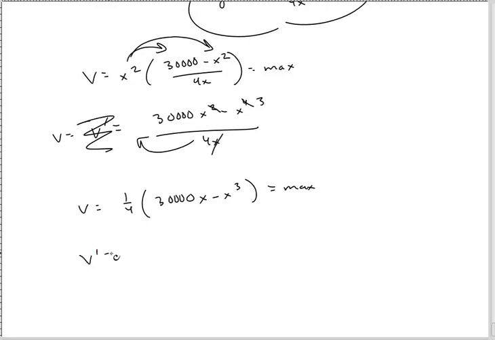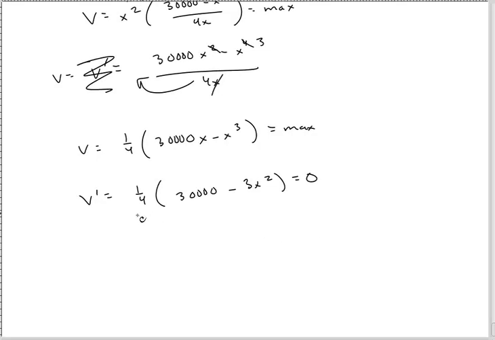Now I want to take a derivative. Notice that I simplified it because that was junky. This is much better. So the 1/4 stays, and then we just take derivatives here. We get 30,000 minus 3x squared. And when I'm trying to find my min or max, I say my derivative is equal to 0 and solve for x. We don't need this guy.